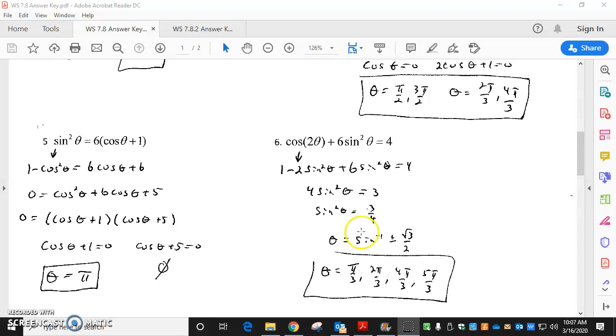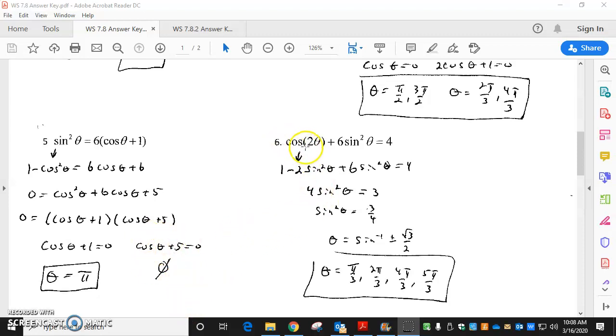Numbers 5 and 6. Number 5, again, I rewrote sine squared as 1 minus cosine squared so I could have common variables. I also distributed that 6 into the parentheses to open things up. Then I moved everything to one side and factored. Now, this factor doesn't give us a solution. There is no angle that has a cosine value of -5. So that one's not going to give us a solution.